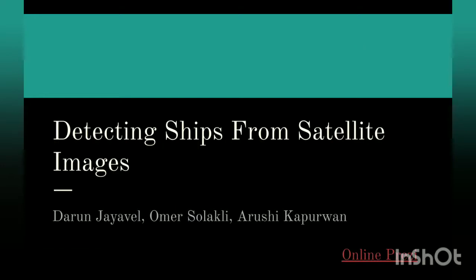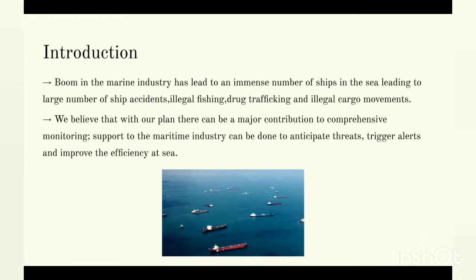This project is called Detecting Ships from Satellite Images. As you all know, there was a boom in the marine industry, which led to an increase in the number of ships in the sea, and that led to much higher trafficking in the sea, illegal fishing and accidents in the sea. So we think that to be able to monitor these ships and identify their location, their precise bounding box segmentation is important to be able to autonomously detect those ships.